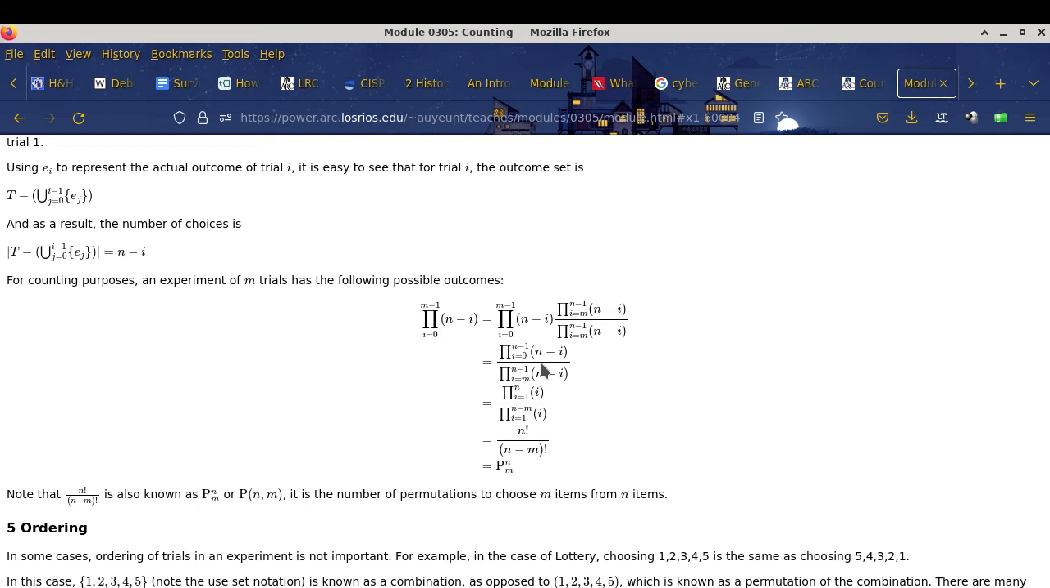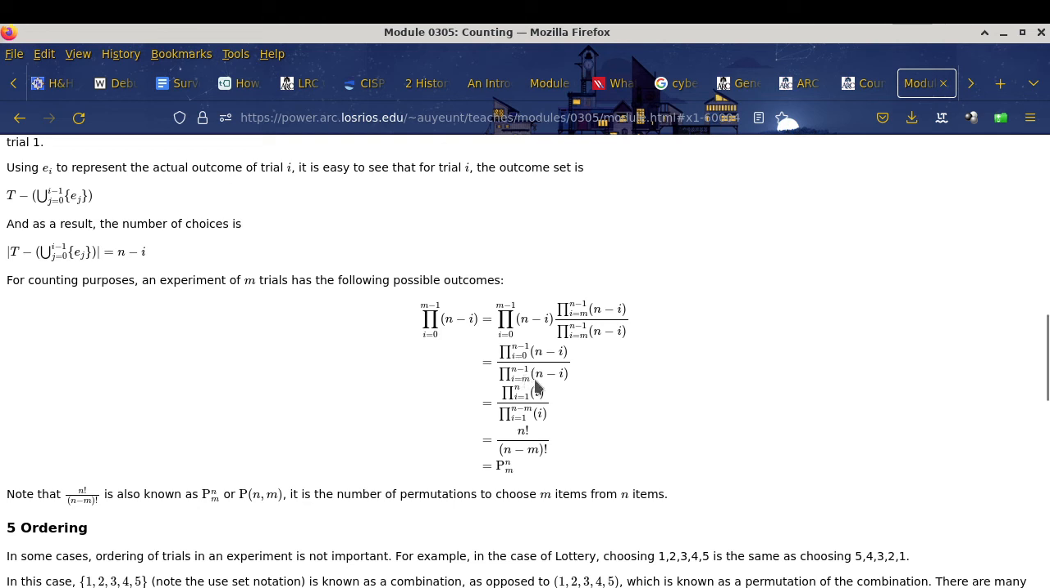Instead of starting with n and then times n minus 1 times n minus 2 all the way down to 1, now I'm starting with 1 and then times 2 times 3 all the way up to n. Is that okay? Does everybody see how the pi notation from the second line to the third line is really coming up with the same product, except the ordering of how the terms appear is reversed? All right. What about the numerator?